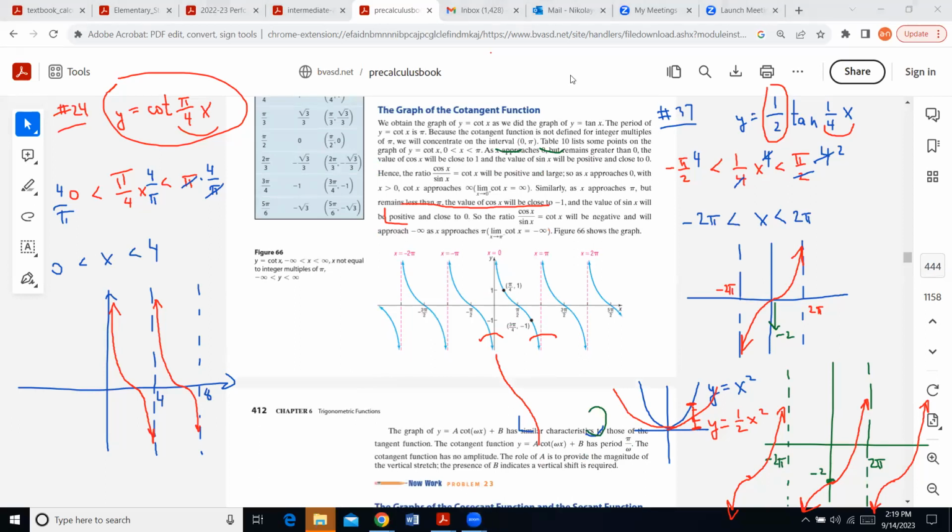So graphing functions tangent and cotangent is an idea for today, and next time I will show you the other two, secant and cosecant, because I think it'd be a little bit too much if I throw so many graphs at you at the time.